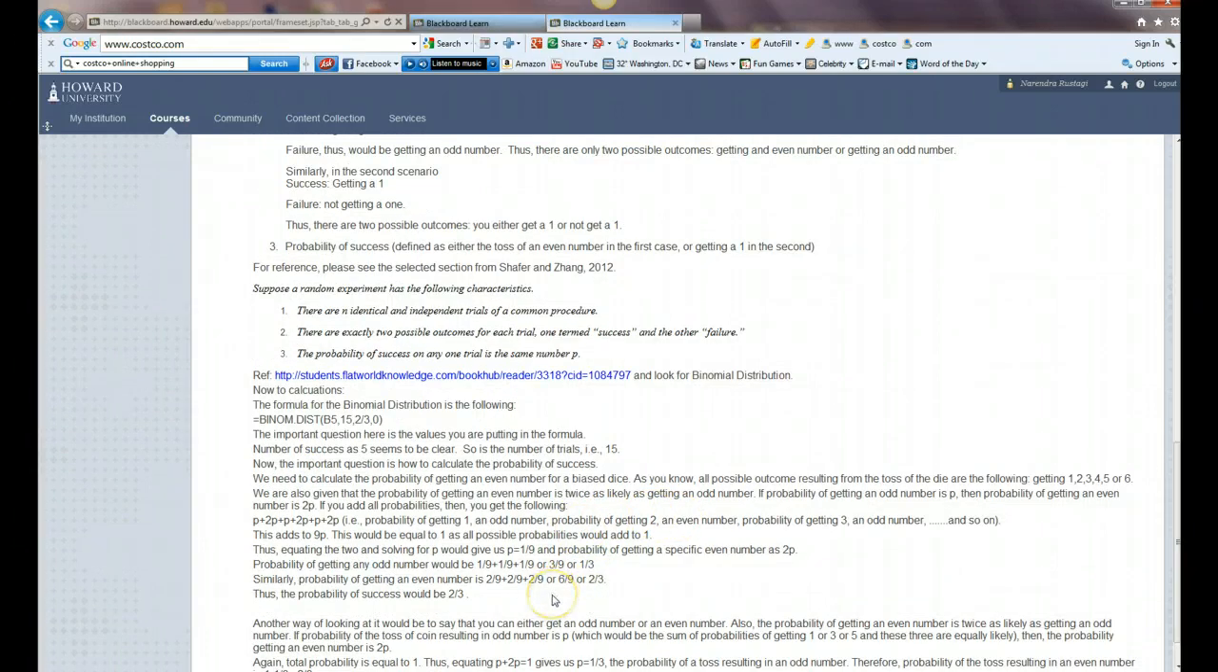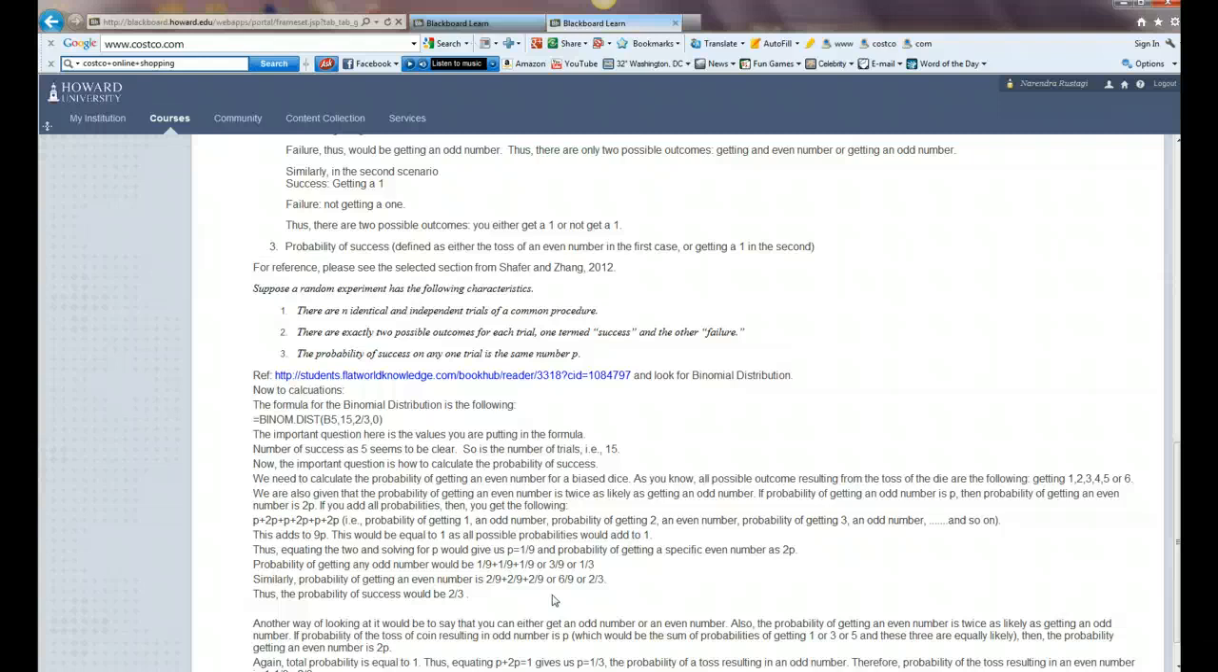Here I explained that you can treat an even number showing up or an odd number showing up as two possibilities. They are mutually exclusive, that is, you can get either an even number or an odd number, and they're exhaustive, which means those are the only two possibilities. When you toss a die, either you get an even number, that is 2, 4 or 6, or you get an odd number, which is 1, 3 and 5.